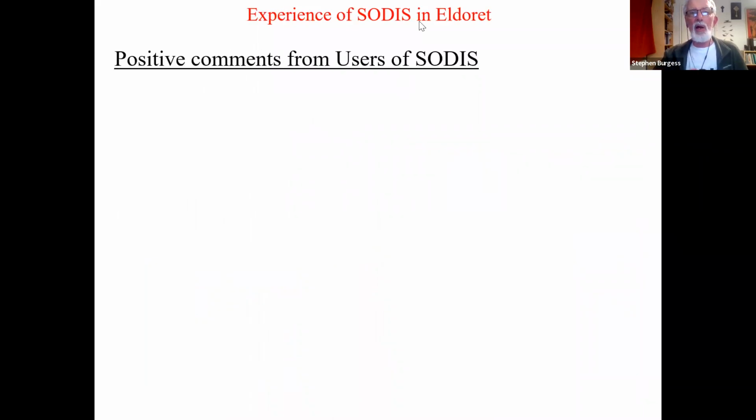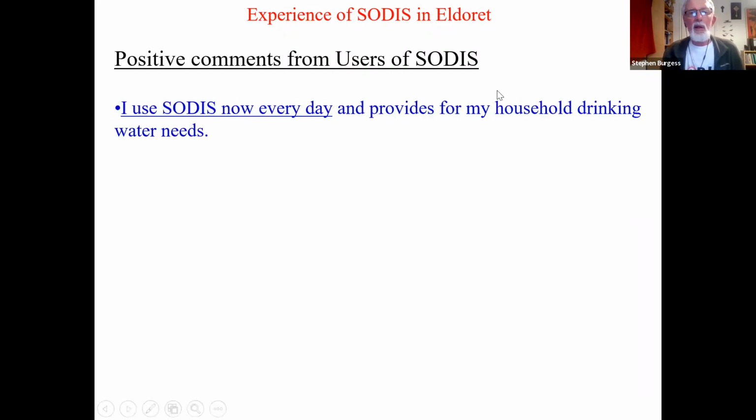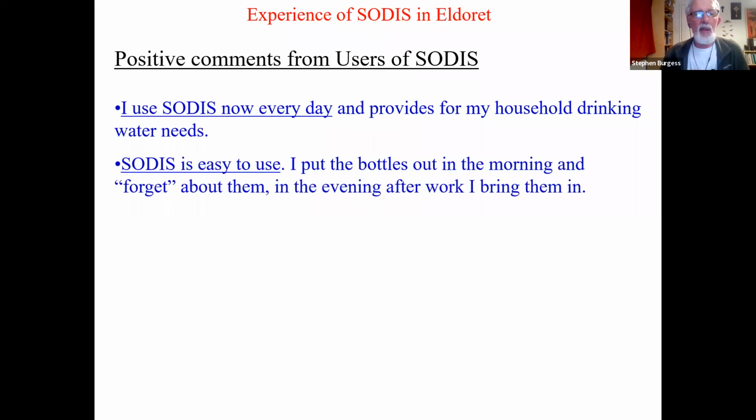So we also asked the community in focus group discussions, what are some of the positive things that they think about SODIS? So these are some of the comments. I use SODIS now every day. It provides for my whole household drinking water needs. SODIS is easy to use. I put the bottles out in the morning and forget about them. And in the evening after work, I bring them in.